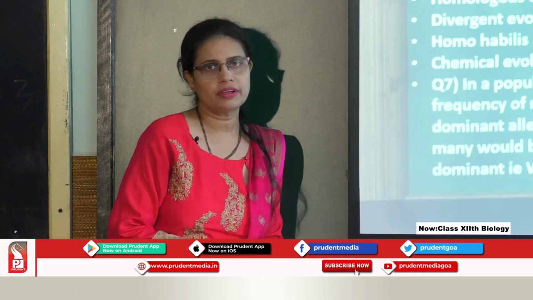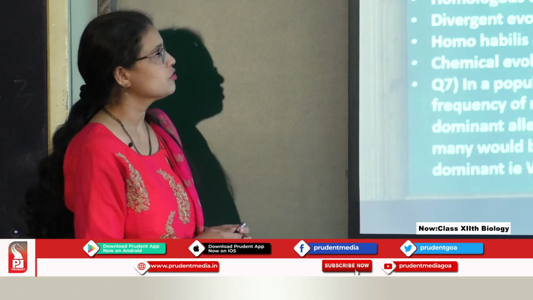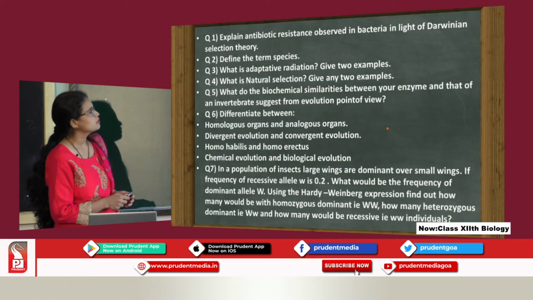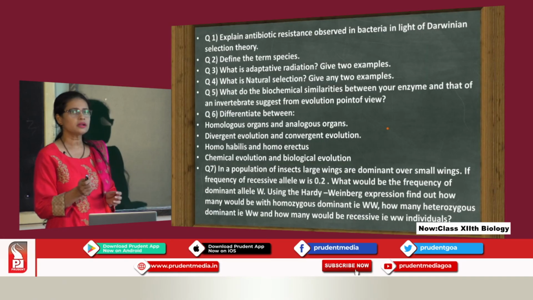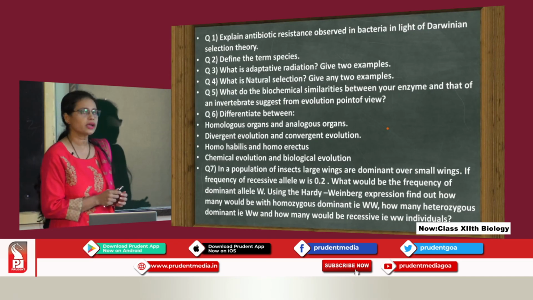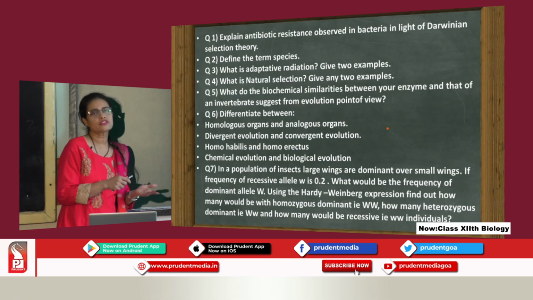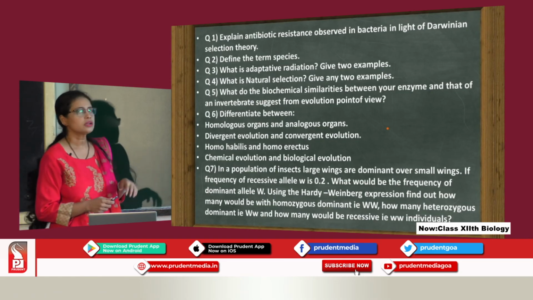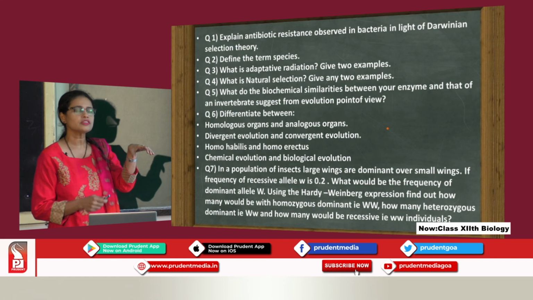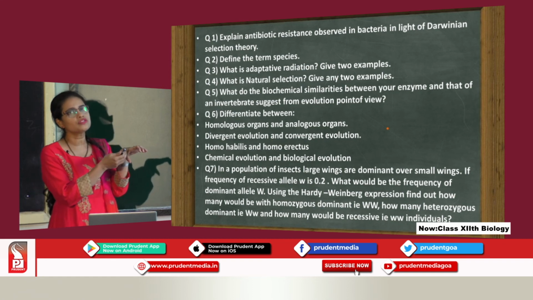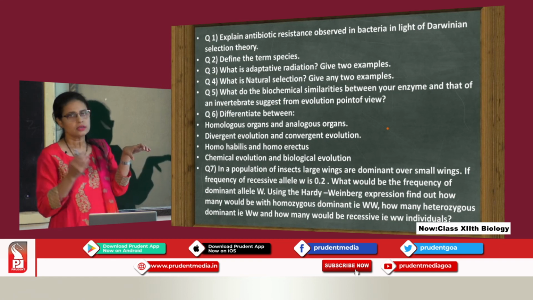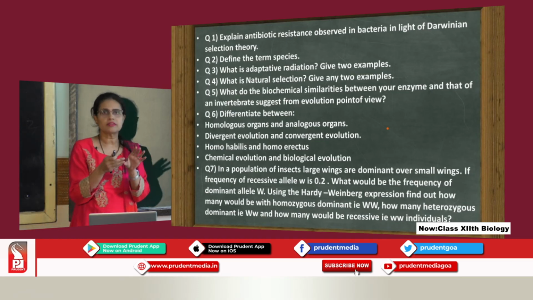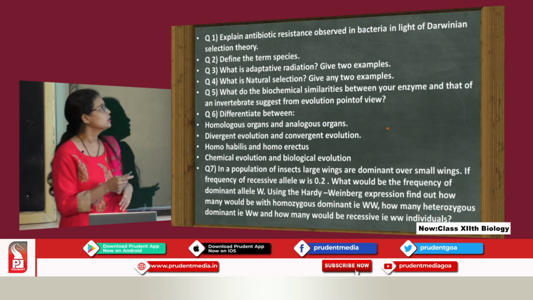So with this we have come to an end of this chapter. Let us just go through a few questions quickly. Explain antibiotic resistance observed in bacteria. So you can give the anthropogenic action of human beings, how it was responsible for creating new varieties, because in the original population there were some bacteria who had those genes for antibiotic resistance. So when antibiotic was applied, most of them died, but they survived and started increasing in number.